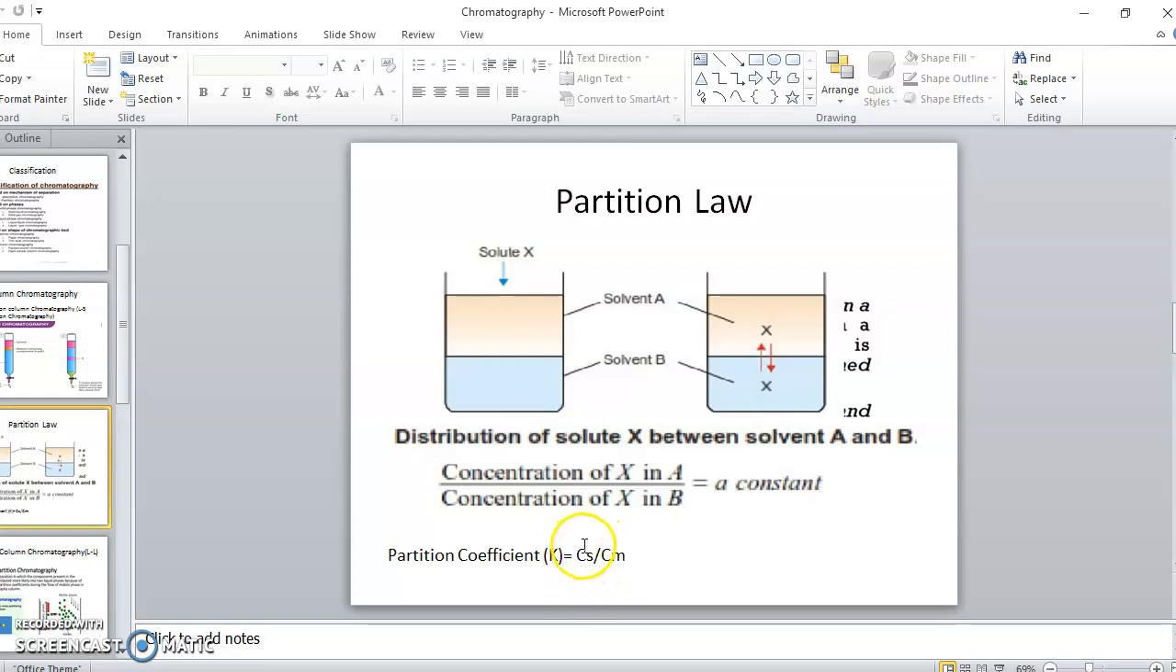So we will discuss Cs as the concentration of the component in the stationary phase and the concentration of the component to be separated in the mobile phase. That ratio is known as the partition coefficient. Look, if the partition coefficient is greater, what's the meaning? The component to be separated is more on the stationary phase. Clear? So the greater the value of the partition coefficient, the more the particles get retarded or remain with the stationary phase for some more time. So that is the partition coefficient.